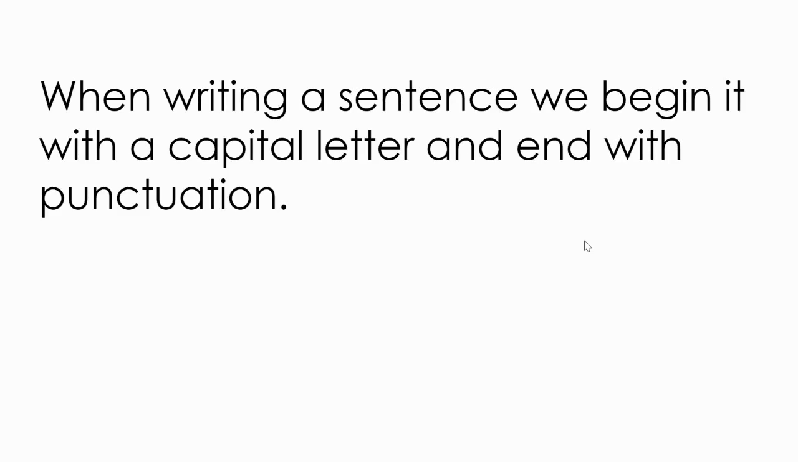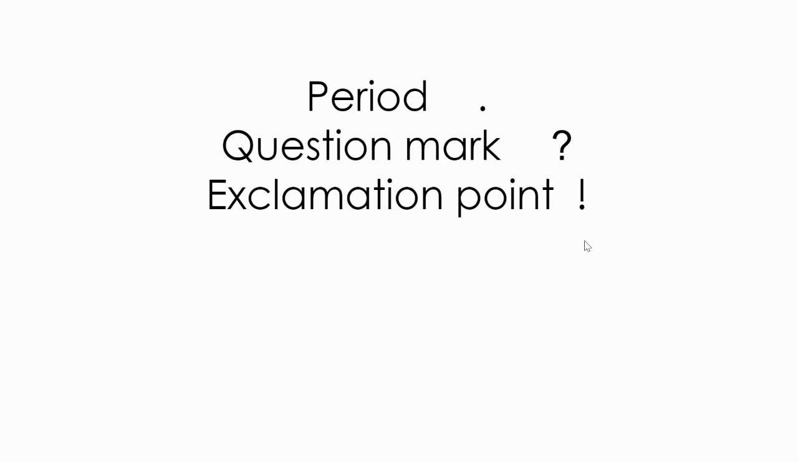When writing a sentence, we begin it with a capital letter and end with punctuation. Here are 3 examples of types of punctuation. You could end your sentence with a period, with a question mark if you are asking a question, and an exclamation point if you are writing a sentence that has a lot of feeling or emotion behind it.